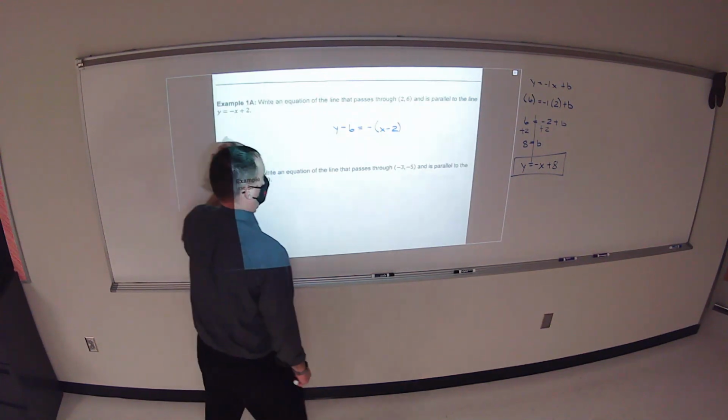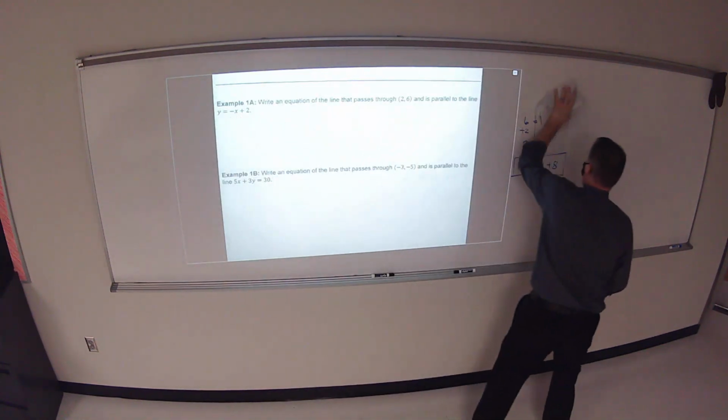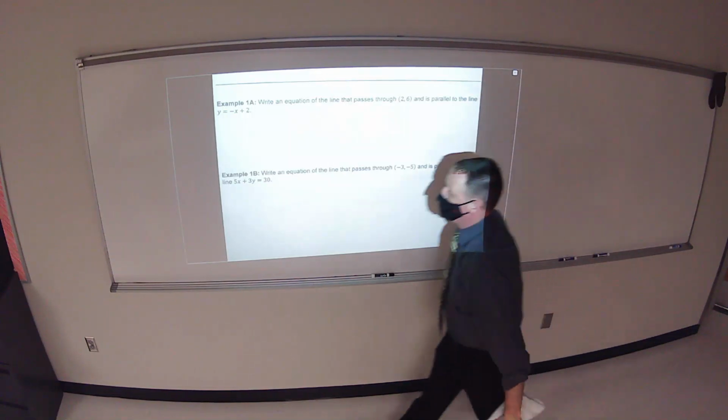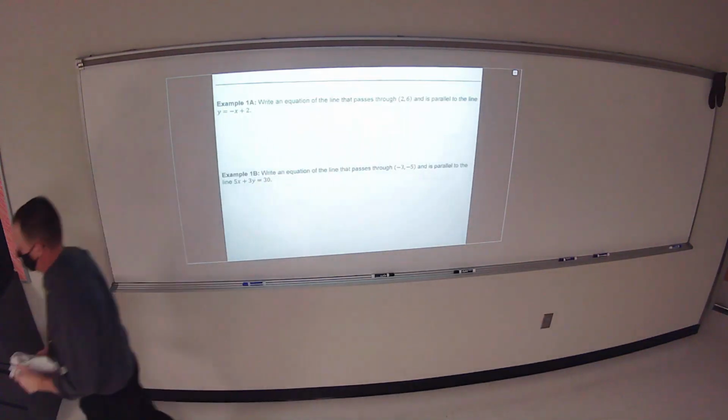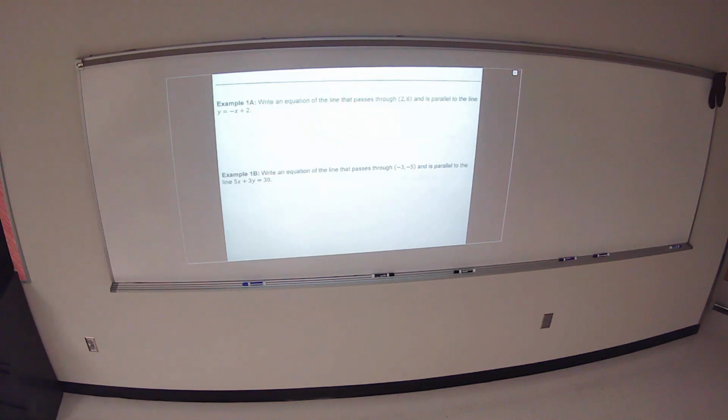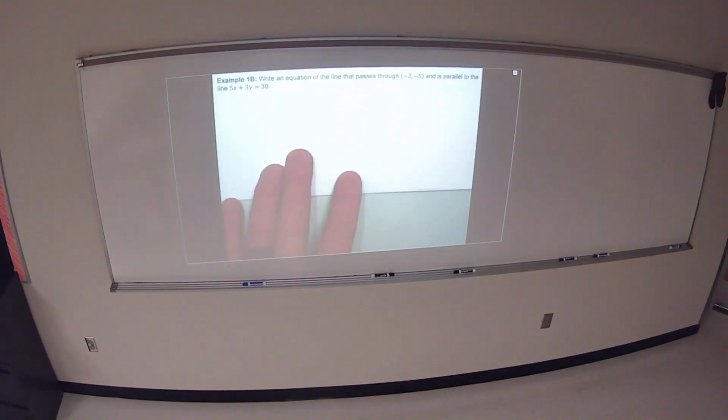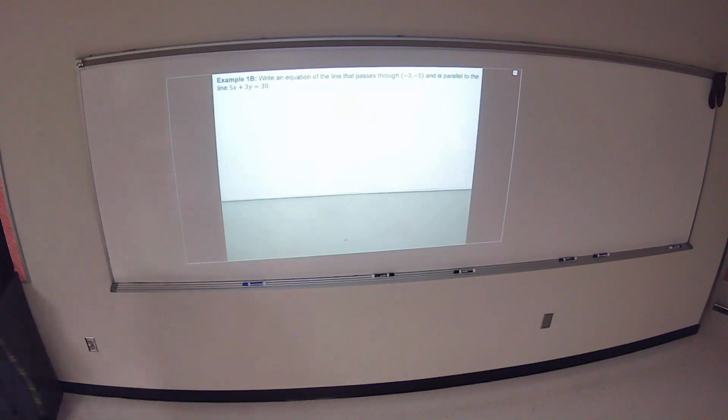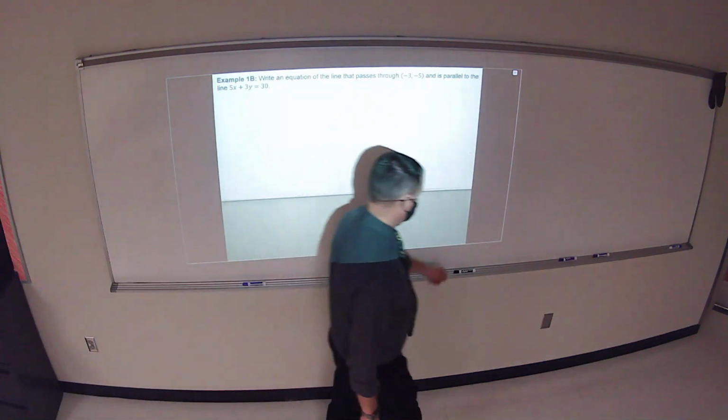Write the equation of a line that passes through the point (-3, -5), and it is parallel to the equation 5x plus 3y equals 30. Again, we want to make them parallel, so what do we know about their slopes? They're going to have to be the same. Do you know what the slope of that line is? Why is it 5, Caleb?